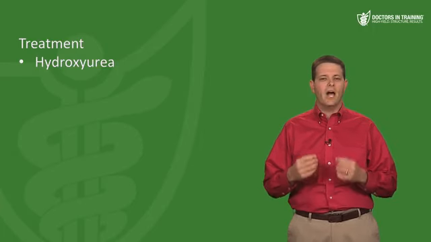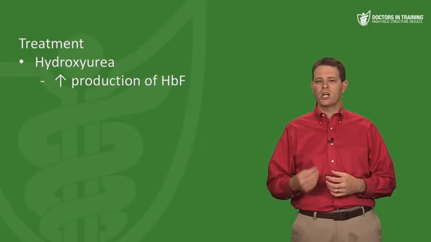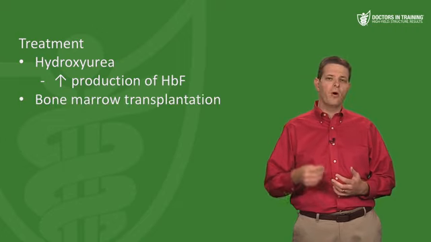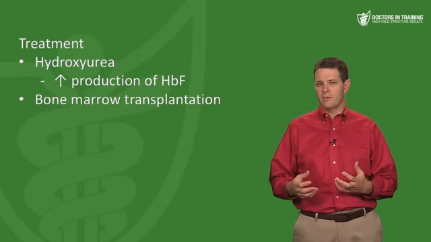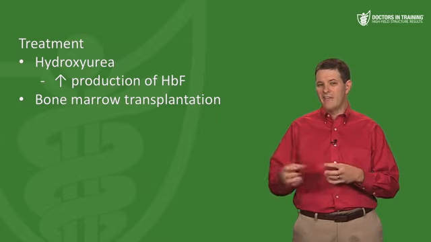And then how do we treat sickle cell disease? Well, we can give hydroxyurea, which is going to increase production of hemoglobin F. And ultimately, bone marrow transplantation would be definitive therapy to give new stem cells that don't have that hemoglobin S mutation.